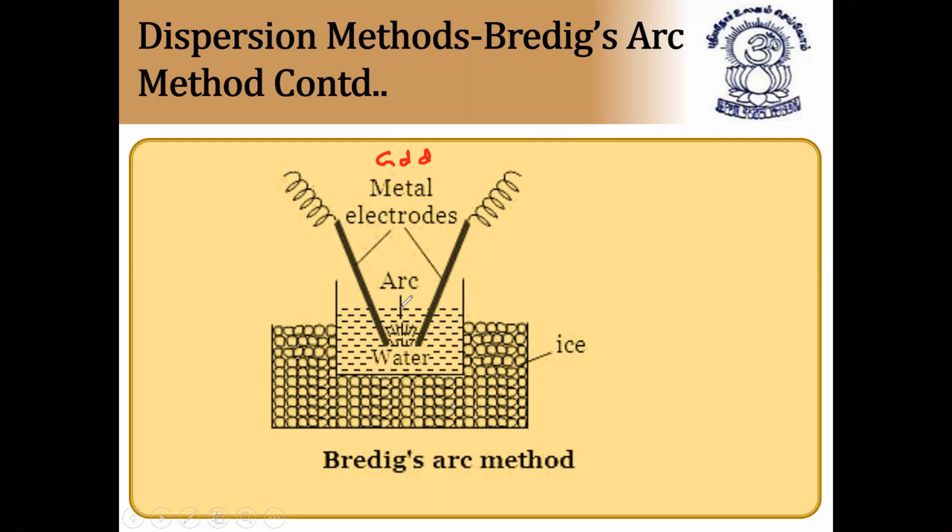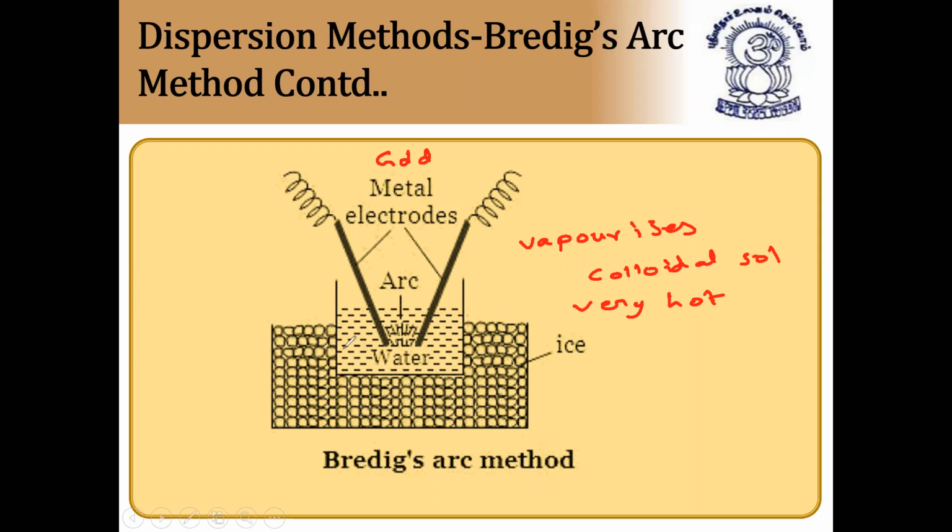Then what happens when the electric arc is struck between them? The gold metal vaporizes. It vaporizes and forms a colloidal solution in water. And why are we keeping it in an ice bath? Because this colloidal solution is very hot, as it vaporizes. So to make it cool, we have to keep it in an ice bath.